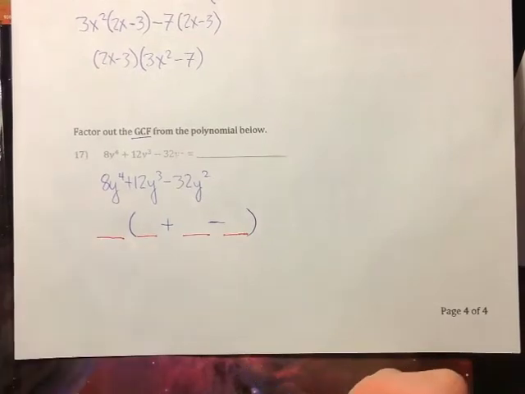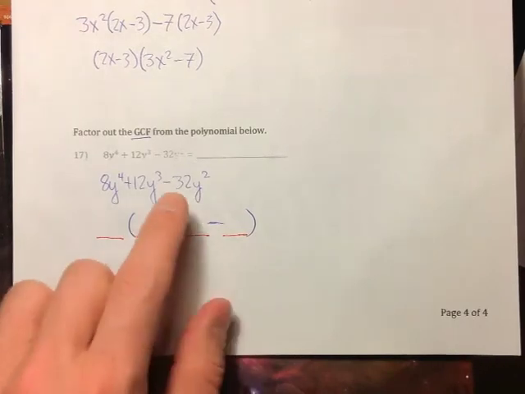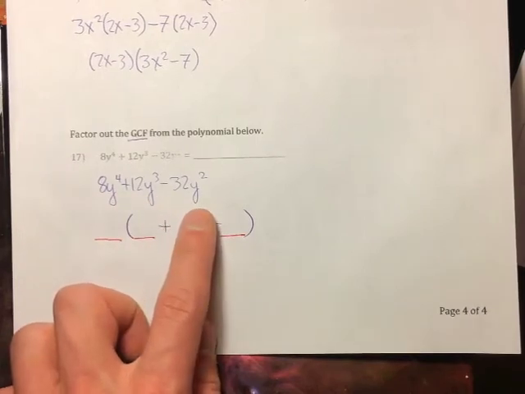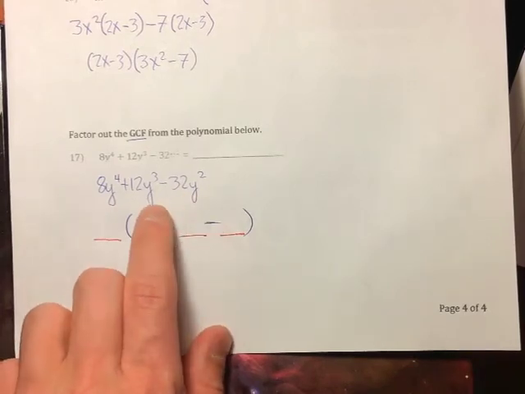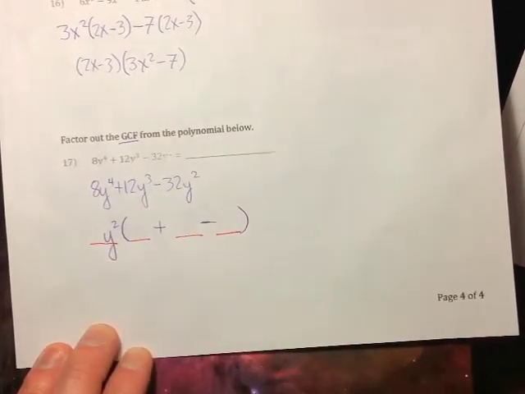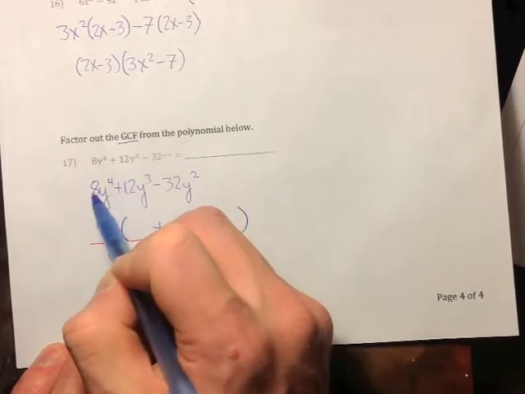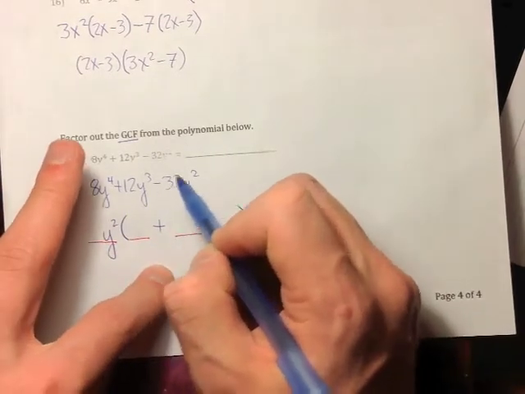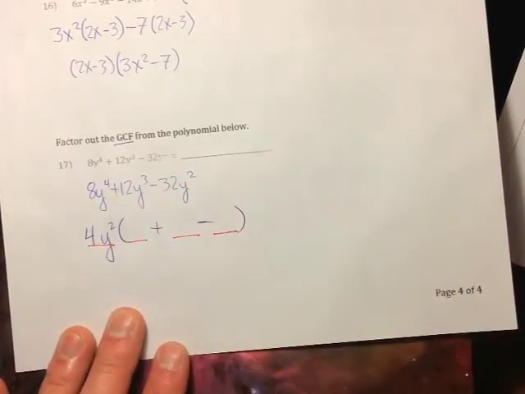Now, what is the GCF of the three terms? Let's see. Let's look at the y's first of all. What is the biggest y factor that I can take out of all three? Well, it looks like the biggest one I can take out is a y squared, right? Because y squared is common to all of these. So y squared. What about the numbers? Let's see, there's an 8 here. 8 and 12 have a 4 in common, and 4 is also in common with the negative 32. So let's try factoring out 4y squared and see what that does for us.